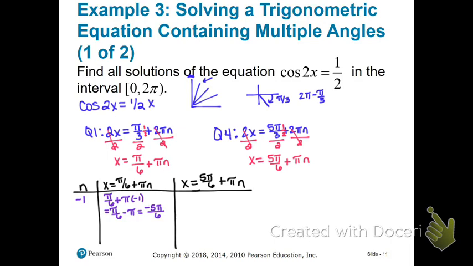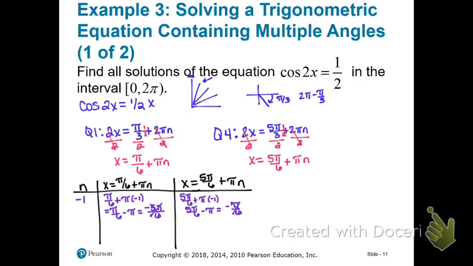All right, so is negative 5 pi over 6 now between 0 and 2 pi? Because remember, we are restricted. It's not. So that's not going to be an angle I'm going to use. So I'm going to try the next one. So 5 pi over 6 plus pi times negative 1. This is 5 pi over 6 minus pi, which is negative pi over 6. Is that between 0 and 2 pi? No. All right, so we're going to try another n value.